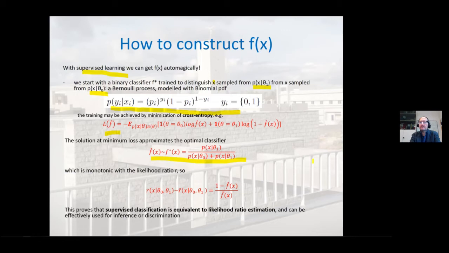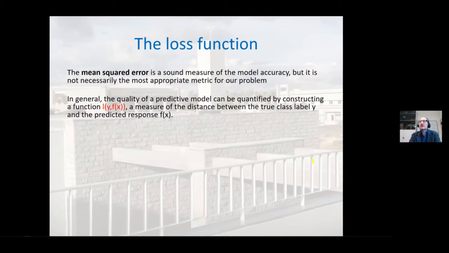All right. So the loss function is really what matters in these multivariate classification problems when you want to minimize something and get the best out of your answer. The thing that you want to minimize typically is the mean squared error, which is the sum of the variance and the squared bias, in general. But the mean squared error is not necessarily the most appropriate metric for our problem.